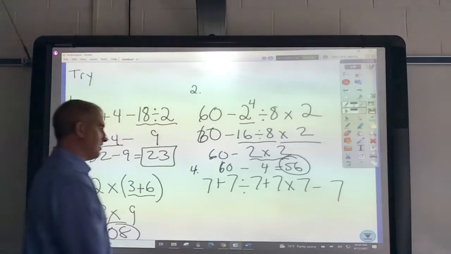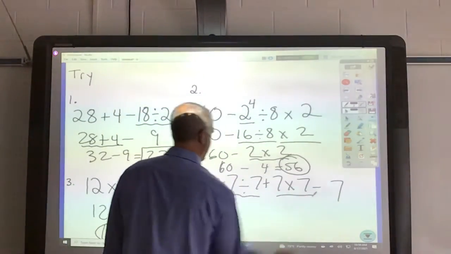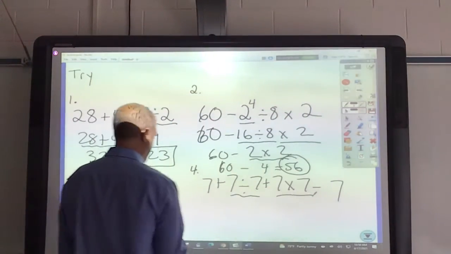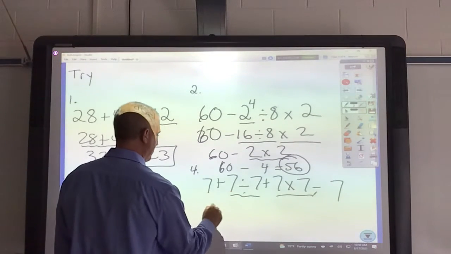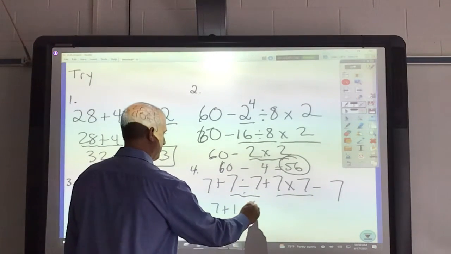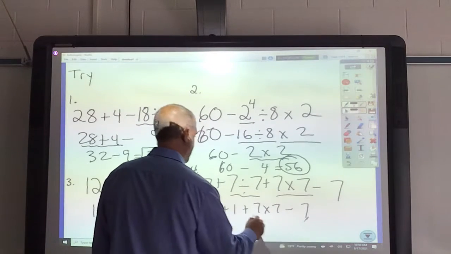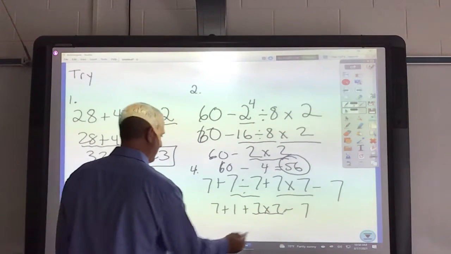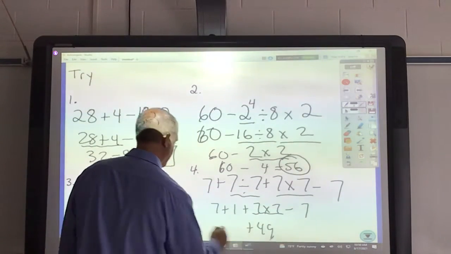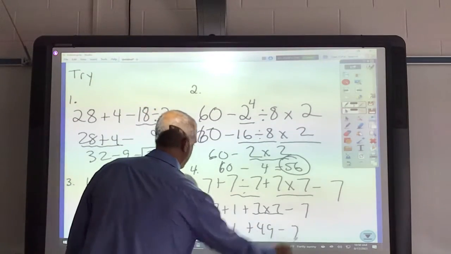I got this one, all kinds of stuff here. I got division, I got multiplication, that's my first group. So I want to do that first. All right, 7 divided by 7 would be 1. So I got 1 plus 7 times 7 minus 7. All right, still got multiplication there. 7 times 7 is 49. So I got 7 plus 1 plus 49 minus 7.